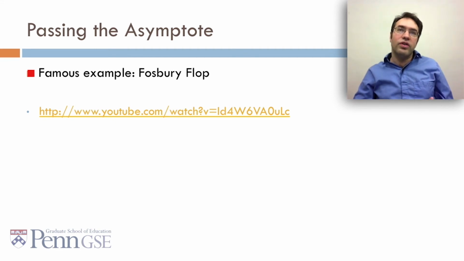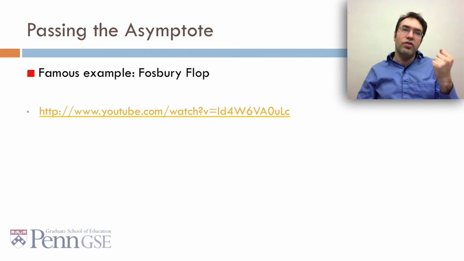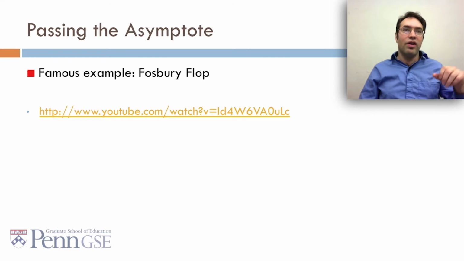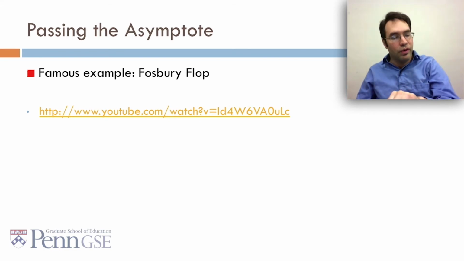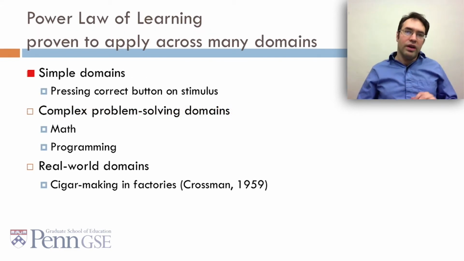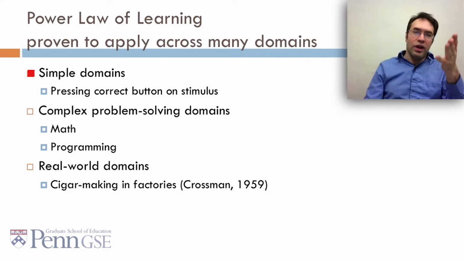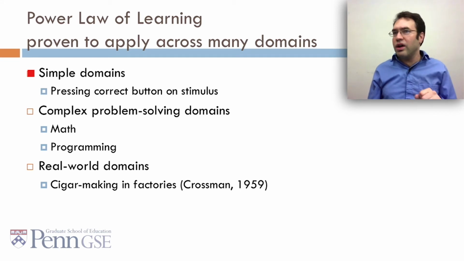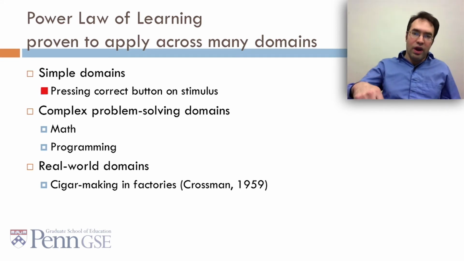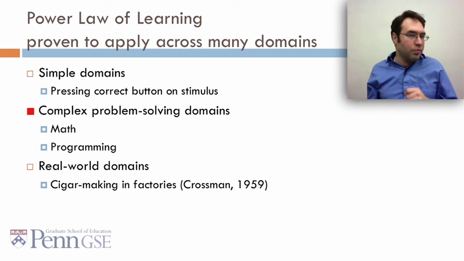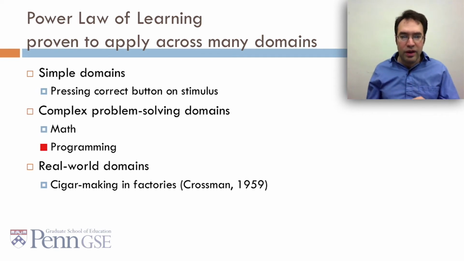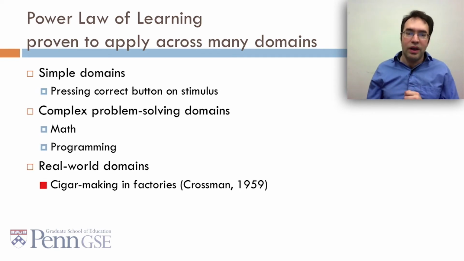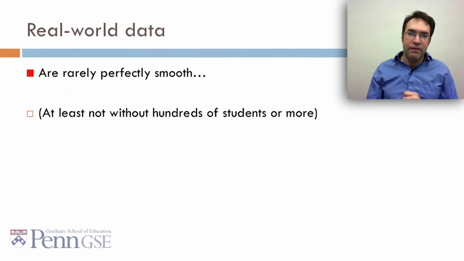There's other asymptotes. For example, when you're learning long division, finding shortcuts that make division faster allows you to just go faster than you did before. The power law of learning, outside of these passing the asymptote cases, has been shown to apply across a whole lot of domains, including simple cognitive psychology domains like pressing the correct button on a stimulus, complex problem-solving domains like math and programming, and real-world domains like cigar making in factories.